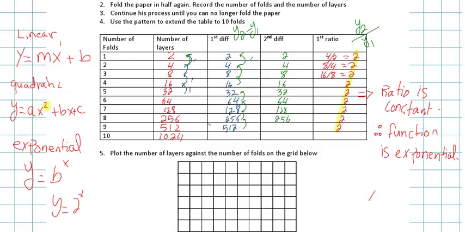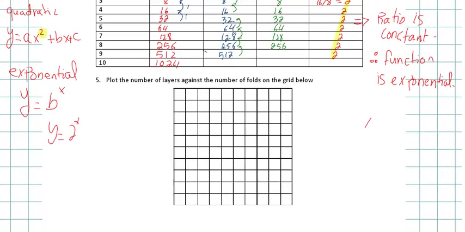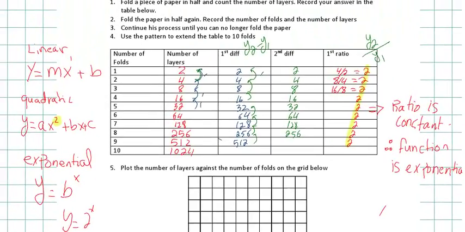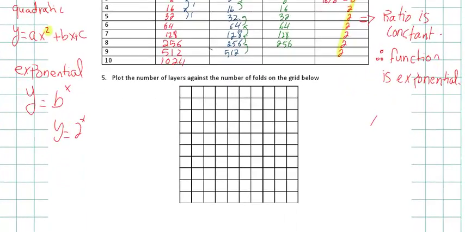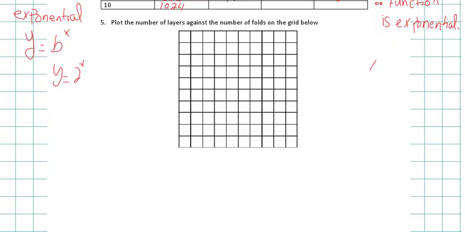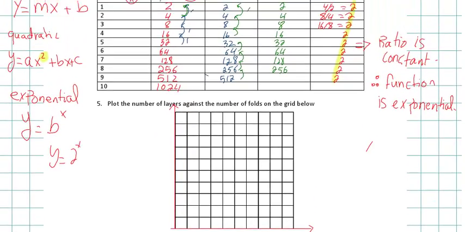Let's go back to plotting the numbers. So we have to plot the number of layers against the number of folds. You're going to have the number of layers on the y-axis and the number of folds on the x-axis. So I'm going to have to graph this and this. Okay? Let's do that. I don't need to include all of them because it's a little too high up right here. So I'm going to try to fit at least the first 7 points if I can.